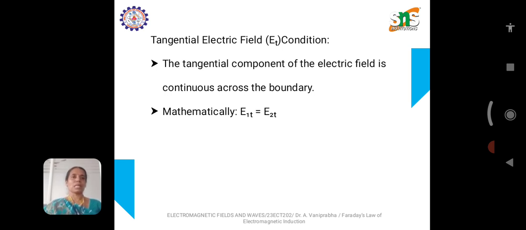Continuous in the sense there is no jump across the boundary, meaning the electric field strength over and under the boundary is the same. There is no change in the electric field strength. That is the exact meaning of continuous. It is common, or similar, or the same. So the tangential component of the electric field intensity or electric field strength is the same in both the regions. Here we have considered the two regions to be either air or water.